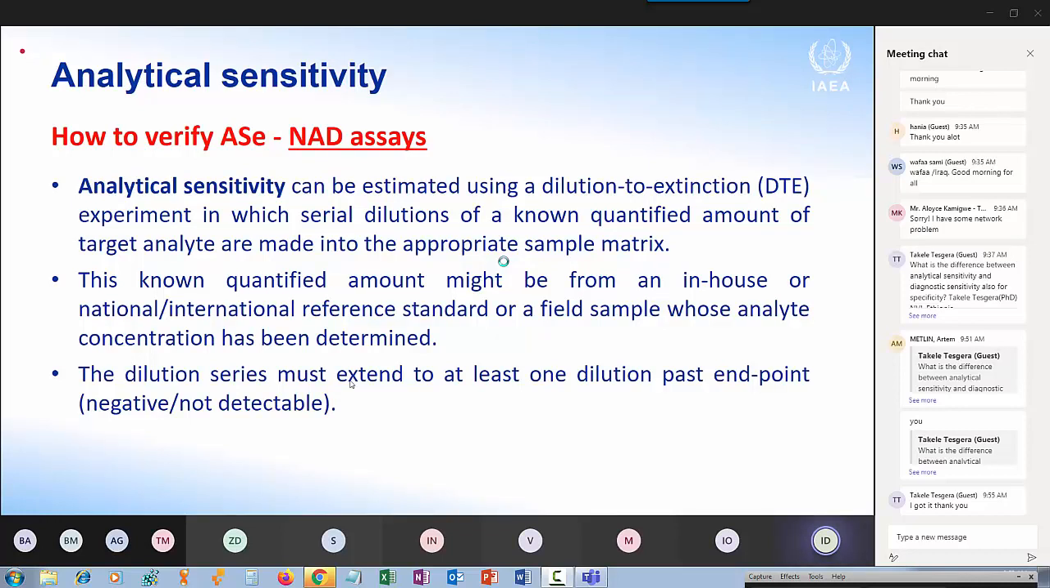The dilution series must extend, the same as we said for the serological assays, the same for the PCR. So the dilution series must extend at least to one dilution past the endpoint. So we have to have a dilution in which all samples tested negative.